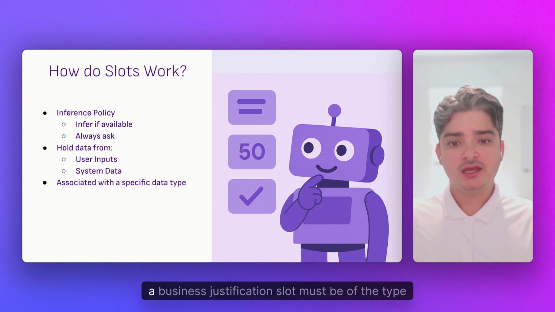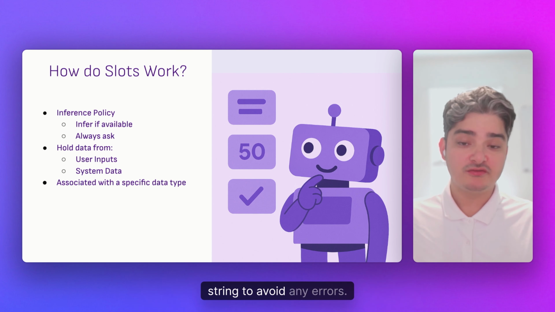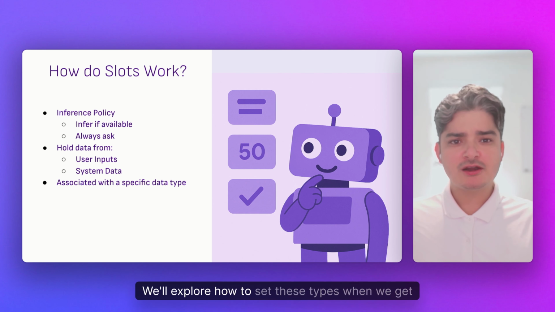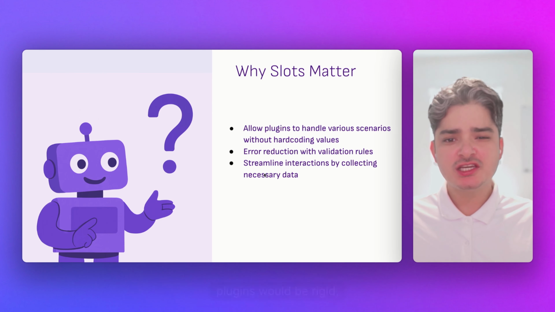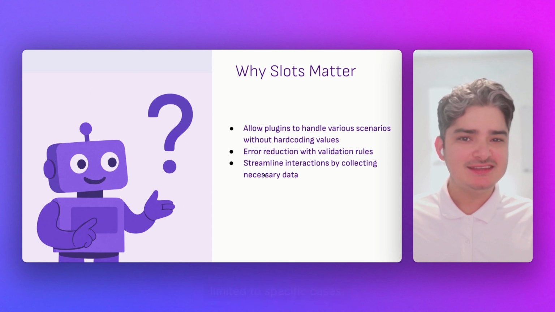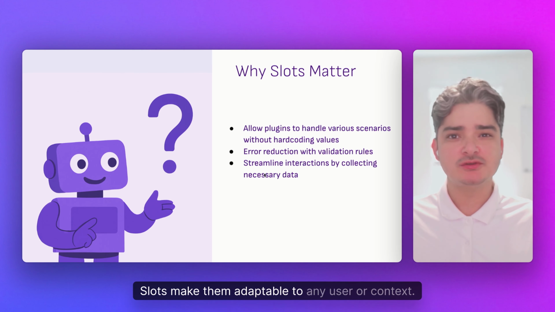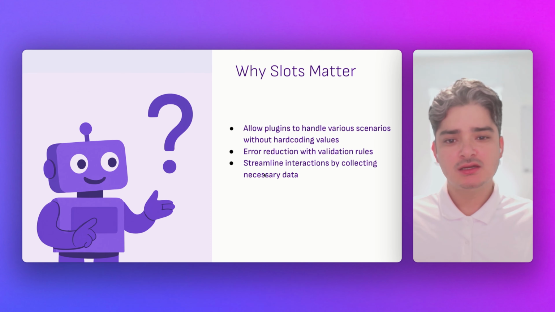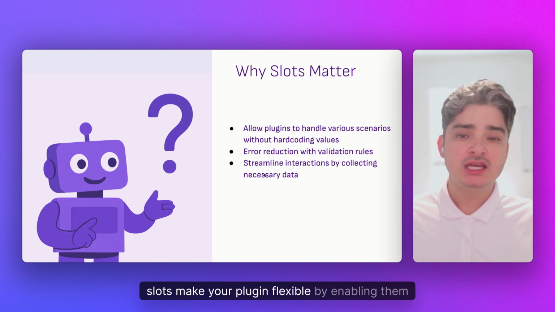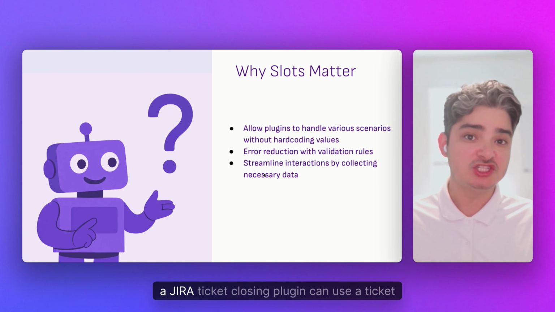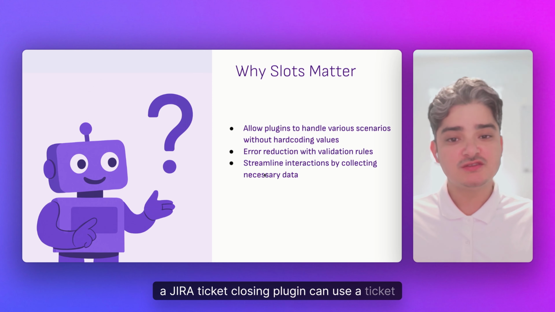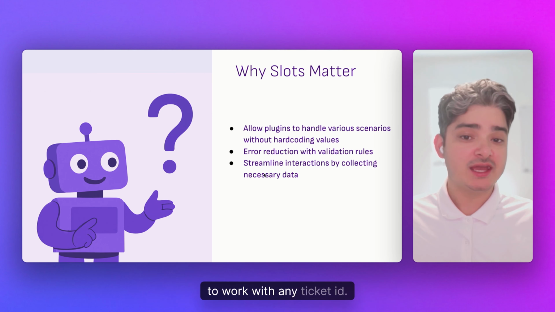For example, a business justification slot must be of the type string to avoid any errors. We'll explore how to set these types when we get to the configuration. Without slots, plugins will be rigid, limited to specific cases. Slots make them adaptable to any user or context. In that way, slots make your plugin flexible by enabling them to handle various scenarios. For instance, a Jira ticket closing plugin can use a ticket number to work with any ticket ID.